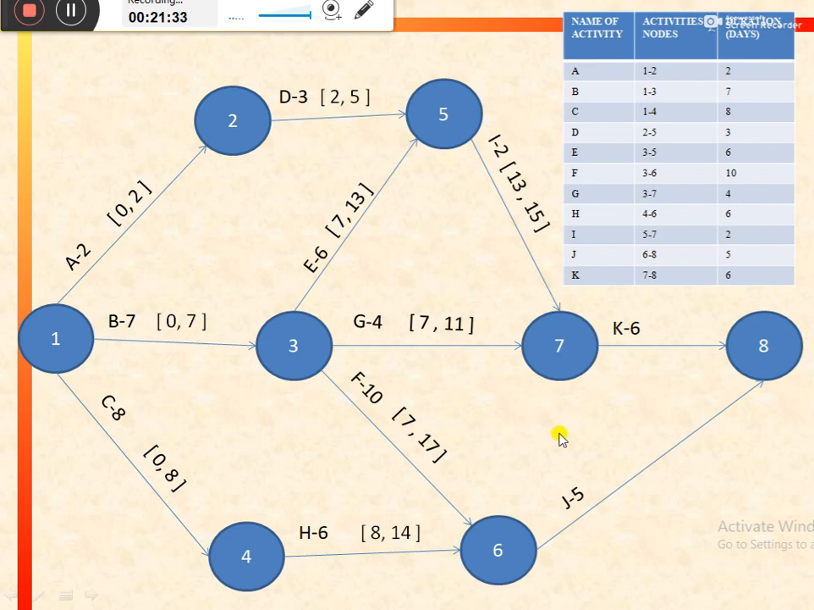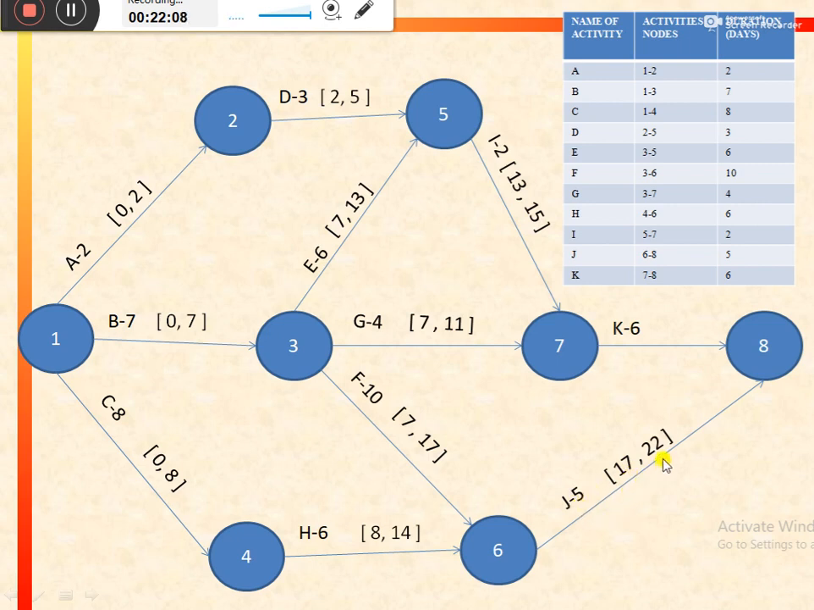Now similarly for activity J, there are two preceding activities, or two former activities, activity F and activity H. Now again we need to consider the highest earliest finish for the preceding activities. So highest earliest finish is for activity F, that is equal to 17, in comparison of H, that is equal to 14. So we would consider the highest earliest finish, that is 17. And earliest finish time for J would be equal to 17 plus the duration of the activity, that is 5, that is equal to 22.